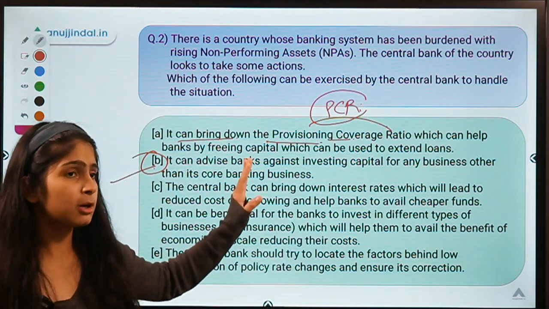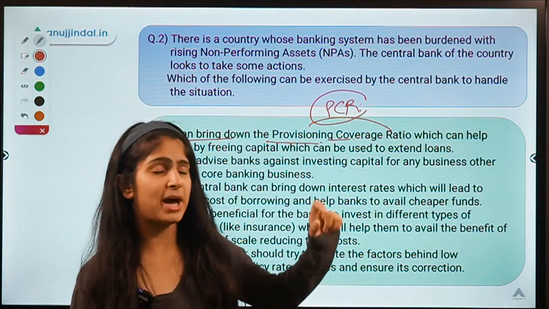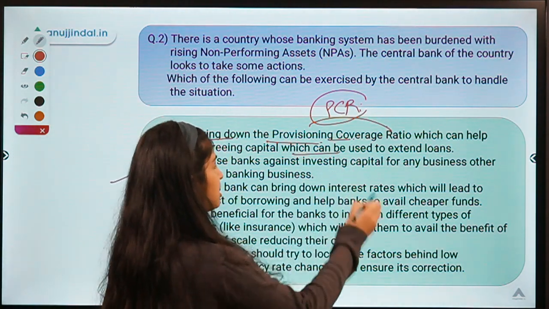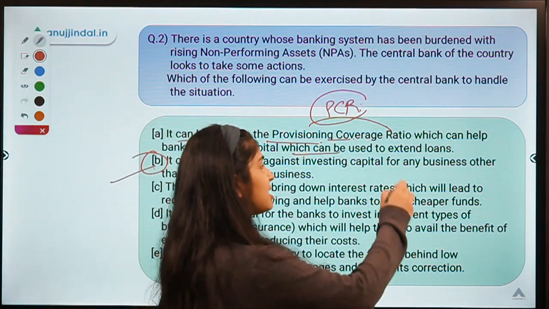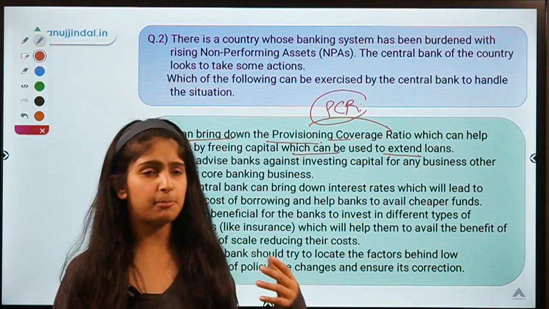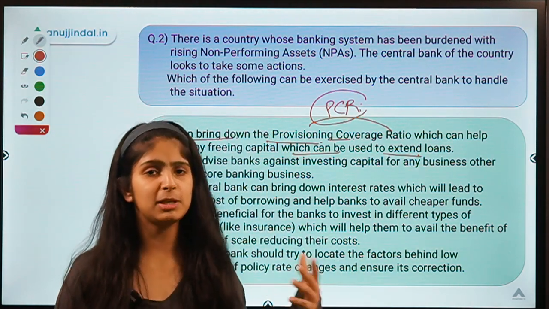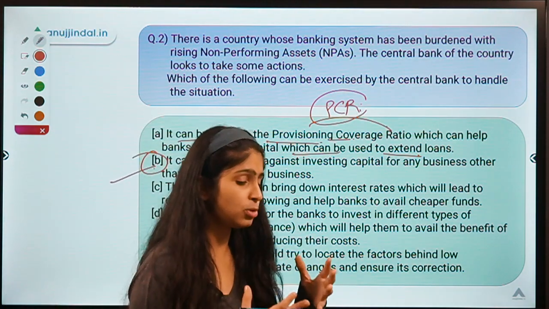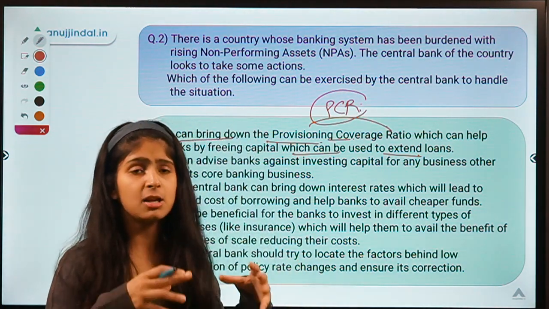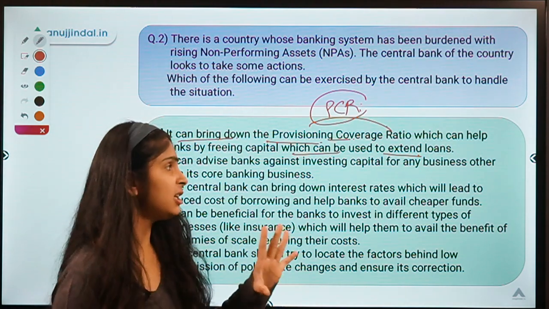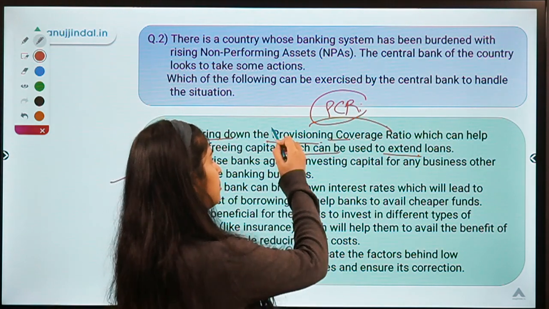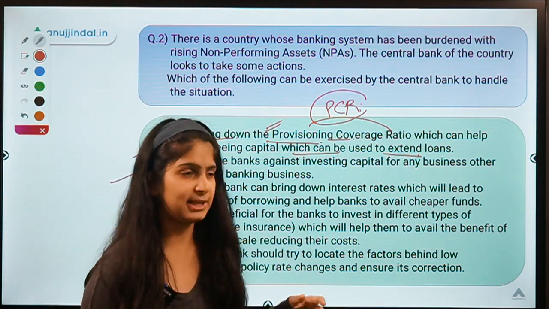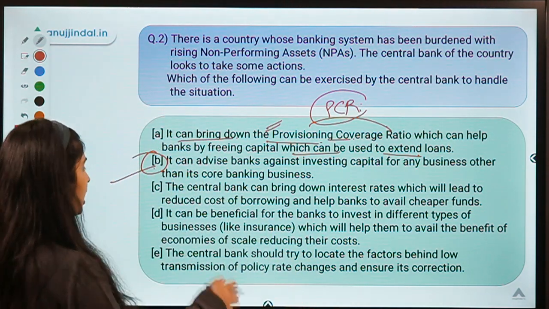So when the banking sector is having the problem of NPAs, bringing down PCR might not help, because this is going to reduce the bank's saving, which can help by freeing capital which can be used to extend loans. Creation of NPAs in itself means that the loans which have been made earlier, the borrowers are not able to repay the money. That is why we do not need reckless lending here. We need careful lending and we need to create provisions against the assets which are going to go bad. That is why cutting down PCR might not help.